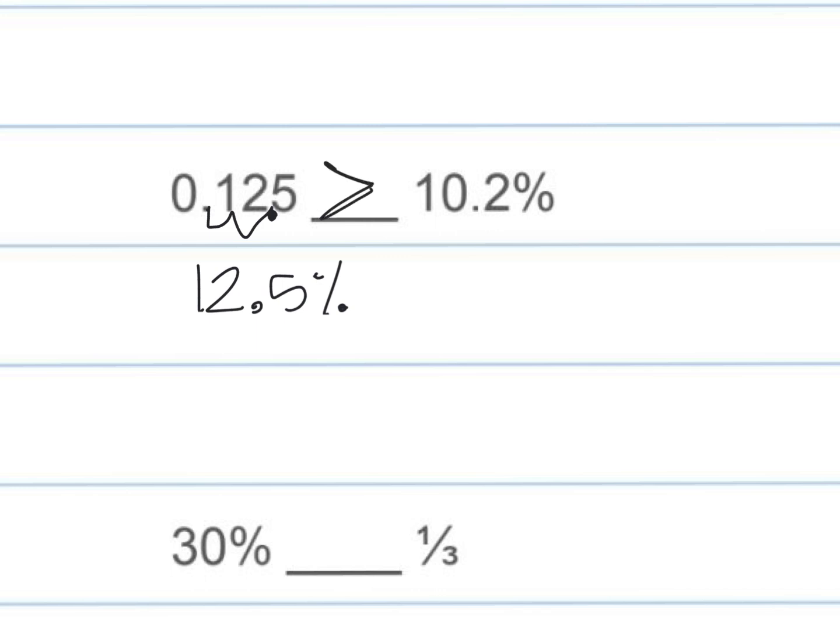So we know that 125 thousandths is greater than 10 and 2/10%. I could have changed the percent to decimal and compared it that way as well.